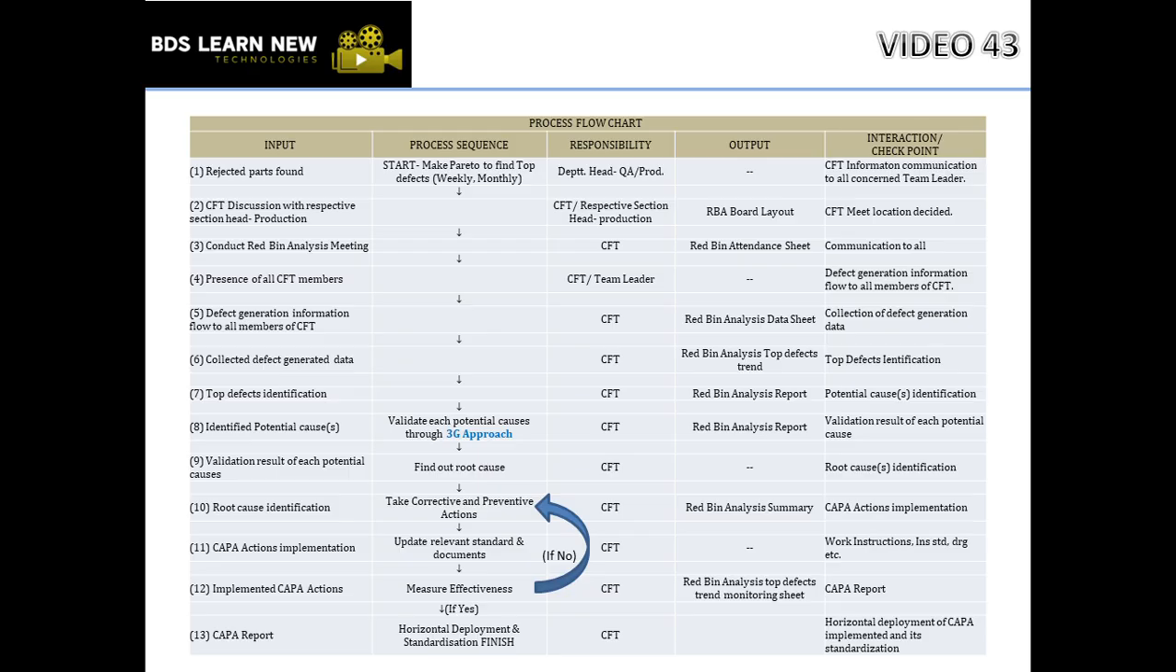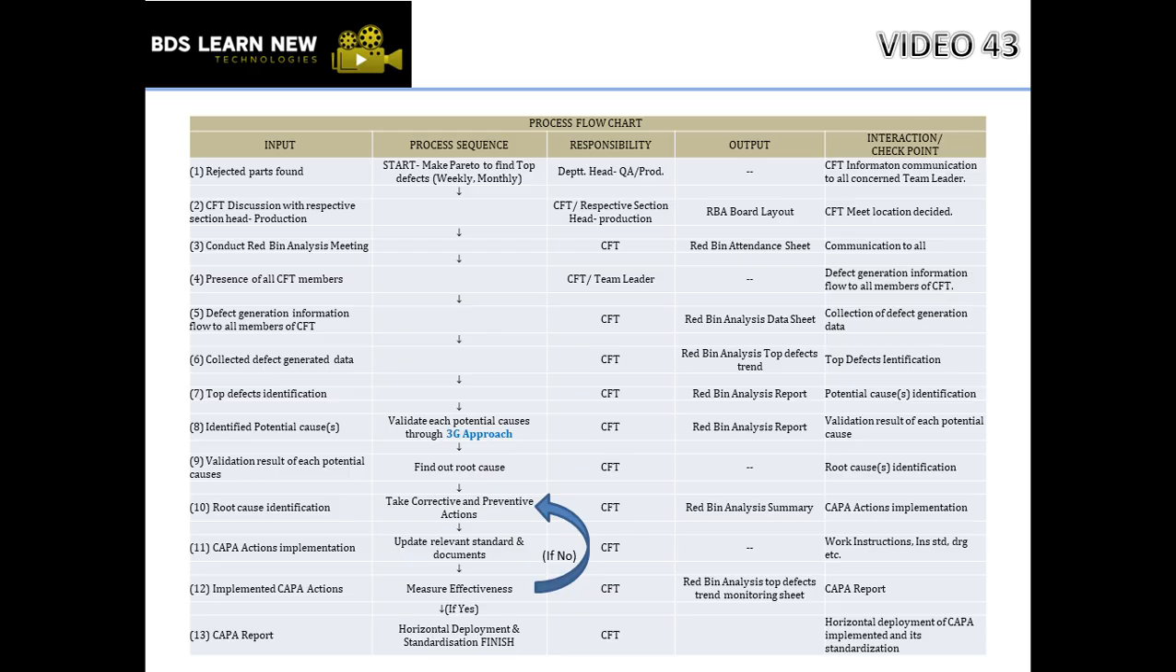So first of all, we get the rejected parts found. Then we start making the Pareto to find top defects on a weekly and monthly basis, right? Who is responsible for this? The department head, that is quality and production. Now the interaction checkpoint would be CFT information communication to all concerned team leaders, right?